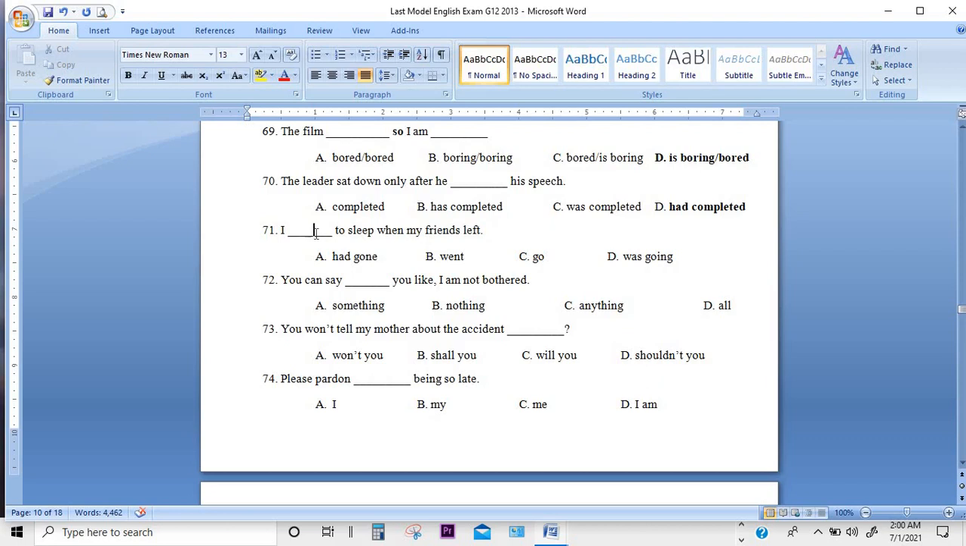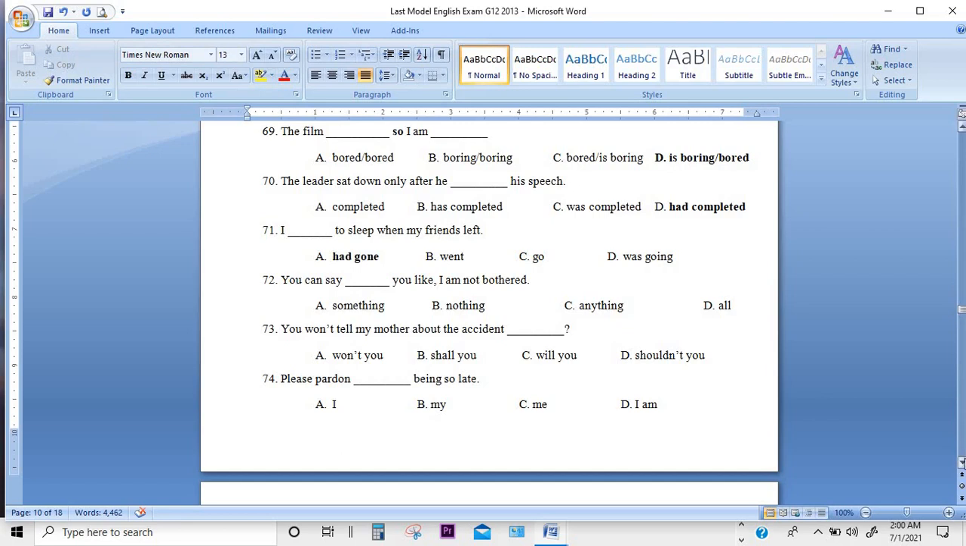ያለው ቀዳሚ አክሽን ከሆነ past perfect ነው የምንጠቀመው because this is simple past ቀዳሚ አክሽን በpast perfect ነው የምንገልጸው had gone ይሆናል I had gone to sleep when my friends left. So I had gone to sleep after my friends left. When means in this case or in this context. When means after. Okay. The when after ማለት ይሆናል እዚህ በዚህ context.